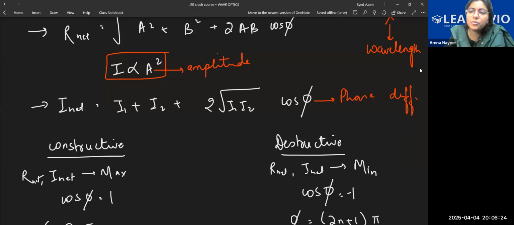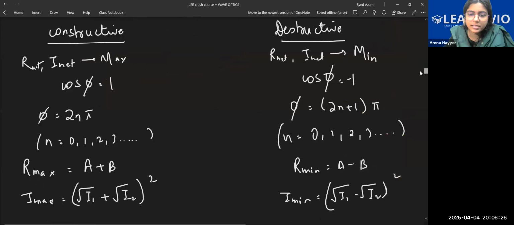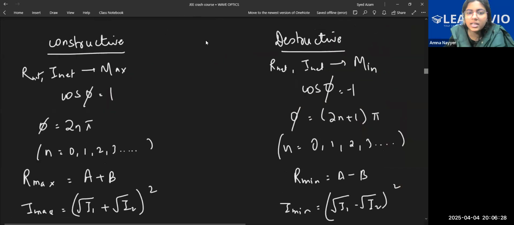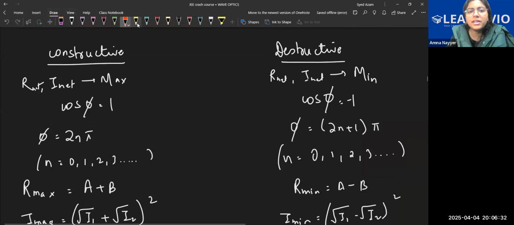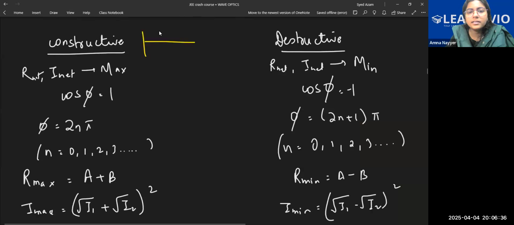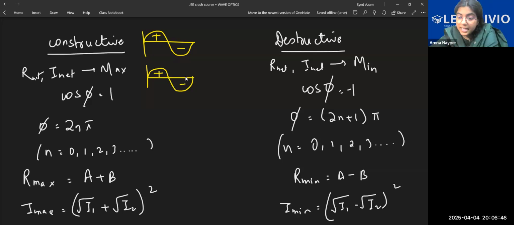Now, two types of superpositions take place. One is constructive, other is destructive. Now, what is this constructive? In constructive, what happens? Suppose two waves are there. Let's say this is one wave and this is another. I'm just drawing a very small portion of it. This is the crest, this is the crest, this is the trough, this is the trough. If you see, such waves are coinciding, they are getting superimposed.